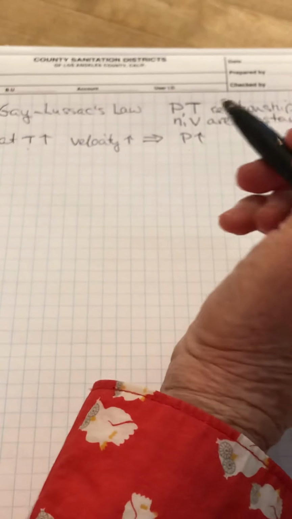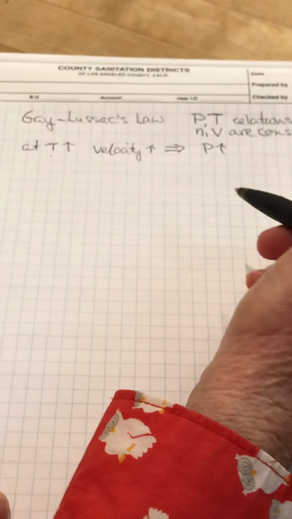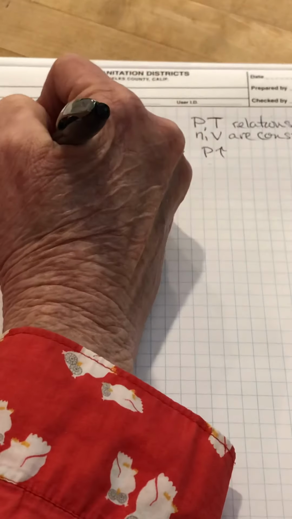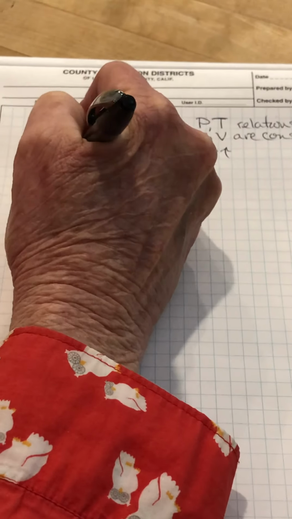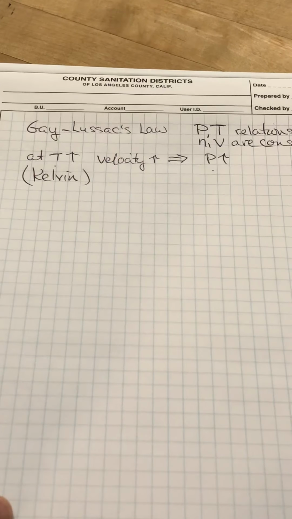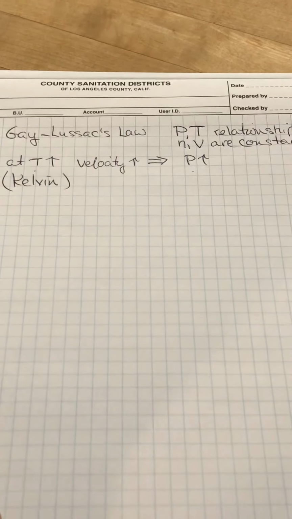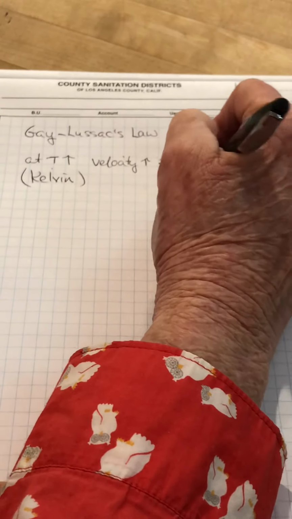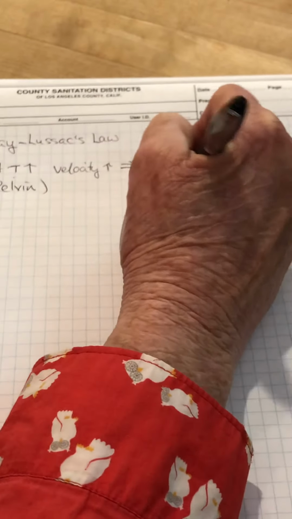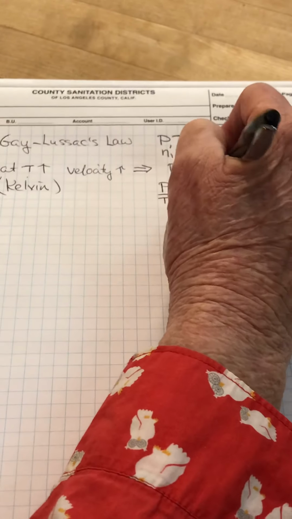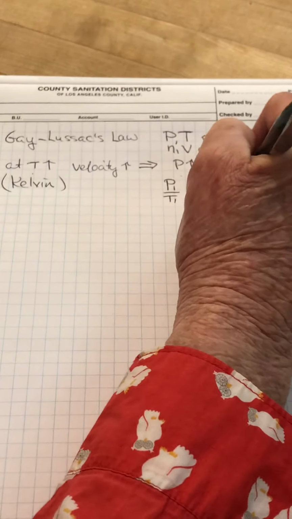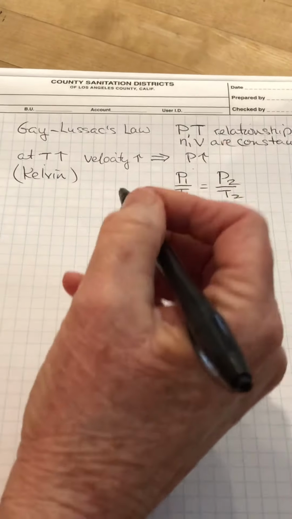So pressure of a gas is directly proportional to its temperature in Kelvin. Remember, we have to use kelvins for the temperature of gases. Gay-Lussac was the first person to notice this relationship. Rather than trying to derive this, I'm just going to give you Gay-Lussac's law, which says P1 over T1 is equal to P2 over T2. Okay, simple enough. One problem, and we're done with this.